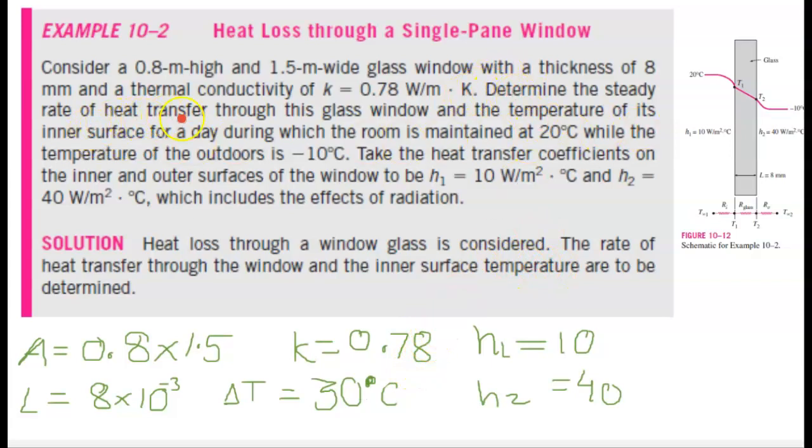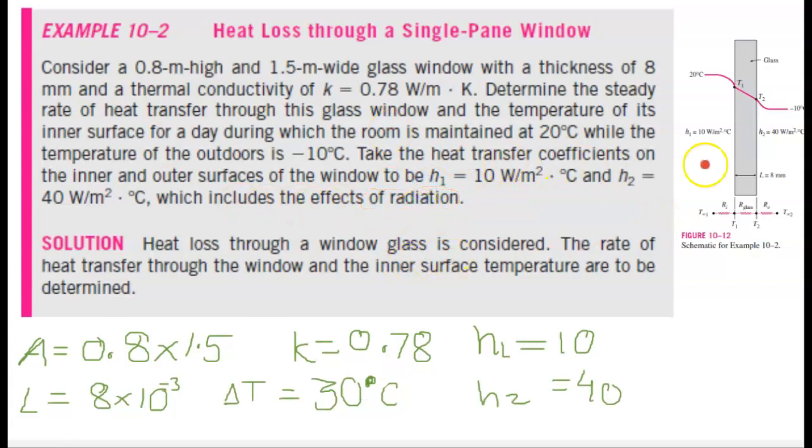Find the steady rate of heat transfer Q dot through this glass window, and the temperature of its inner surface for a day during which the room is maintained at 20. So the inside temperature is 20, the outside temperature is minus 10, so the difference is going to be 30. Now take the heat transfer coefficient on the inner as 10 watts per meter square centigrade, and the outer as 40 watts per meter square centigrade. This includes the effect of radiation. If not stated, we have to assume the radiation is included.